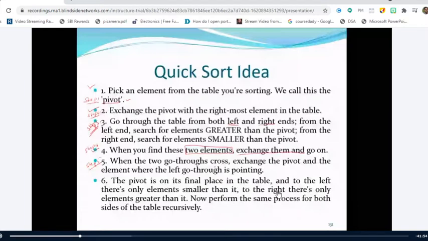When they cross each other, you stop the process and exchange the pivot value with either the left pointer element or the right pointer element. It depends on the agreement. Whenever the two pointers cross each other, you swap the pivot value with either the left pointer element or the right pointer element. Is it clear?